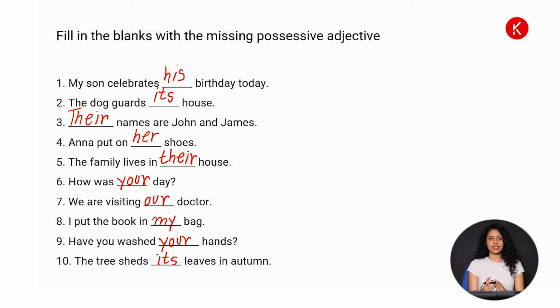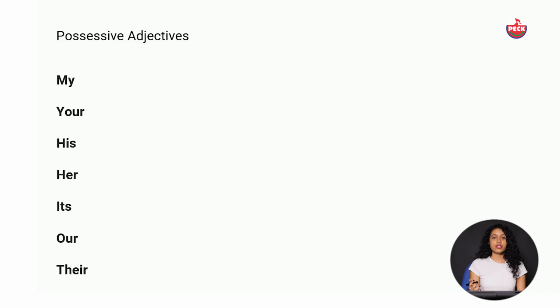That was very good. Now we've completed this exercise. I'm sure you're thorough with possessive adjectives by now. So what are possessive adjectives? They are words that are used to show who something belongs to. Now let's list the possessive adjectives. My, your, his, her, its, our, and their.